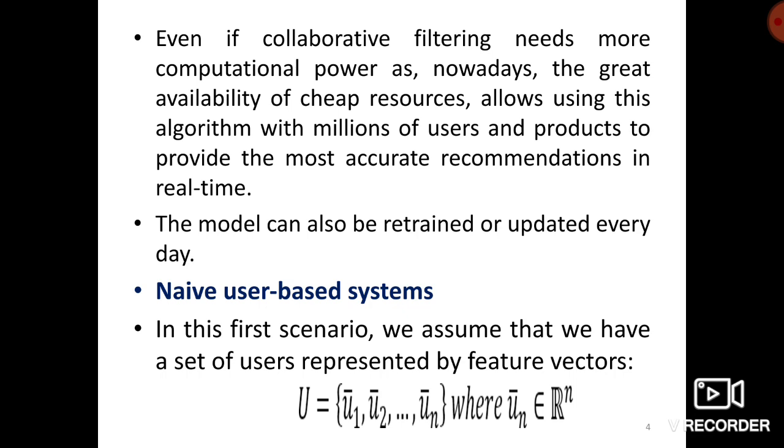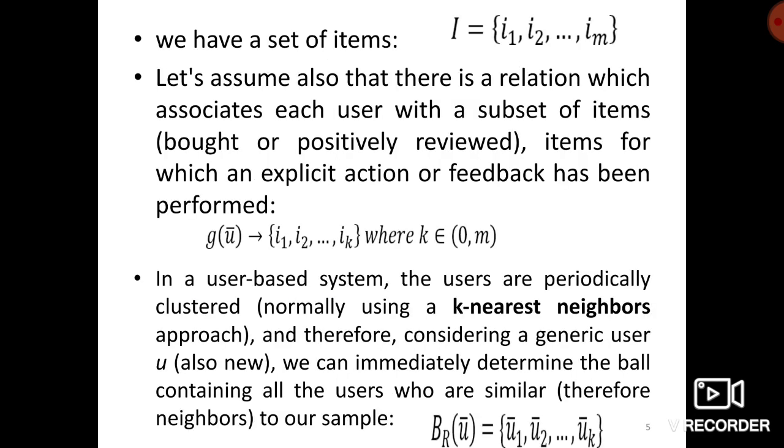Now, in this scenario, we are assuming that we have a set of users which is represented by a feature vector in the following way. Now we have a set of items, capital I equal to I1, I2 up to IM. Now let's assume that we want to show the relationship between users and items, in which an explicit action or feedback has been performed, in the following way.